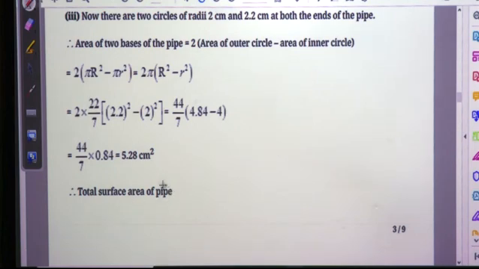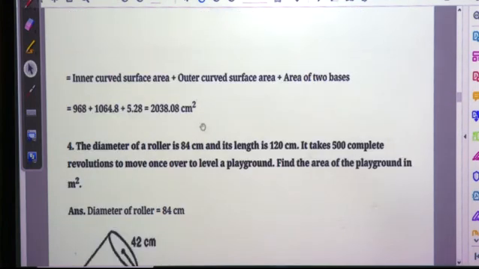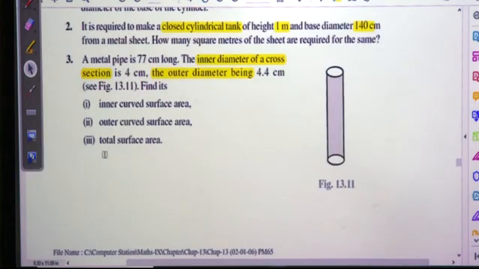Therefore, total surface area of the pipe is inner curved surface area plus outer curved surface area plus area of two bases. Inner curved surface area 968, outer curved surface area 1064.8, plus area of two bases 5.28, is equal to 2038.08 centimeter square. So, this is the answer of the third sub question, that is total surface area.